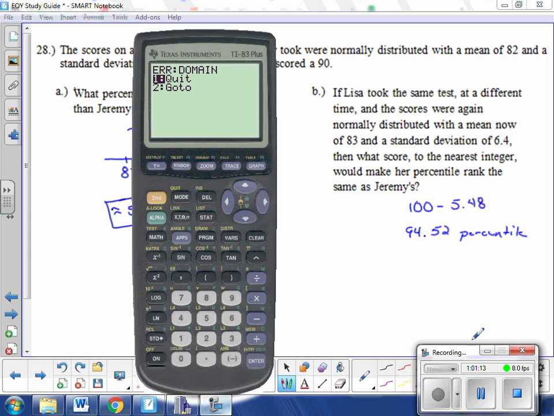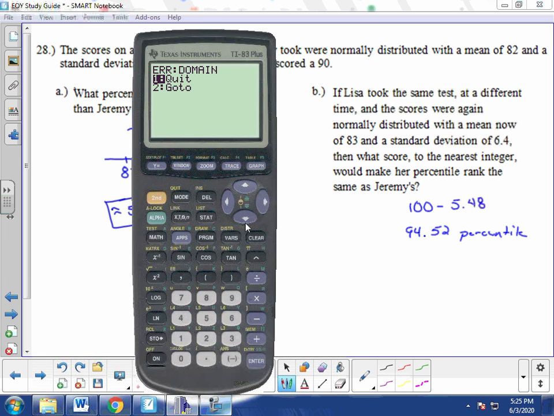Sorry, I need to change this decimal to a percentage. So let's go back and change this percentage to a decimal. So 94.52 should actually be 0.9452. And then that's going to give us a z-score. Let's round this to 2 decimals. It's going to be approximately a z-score of 1.6.